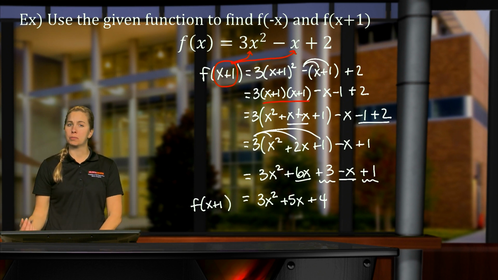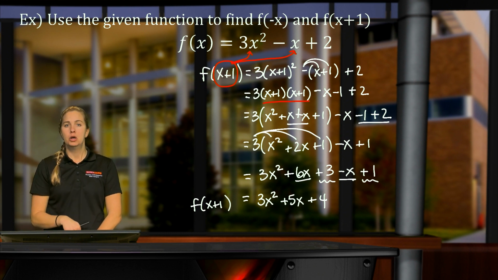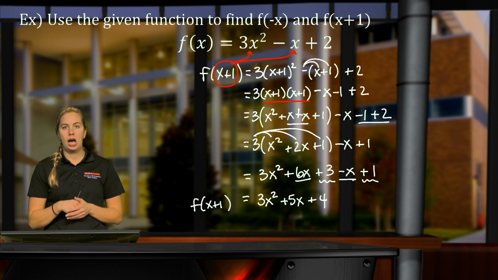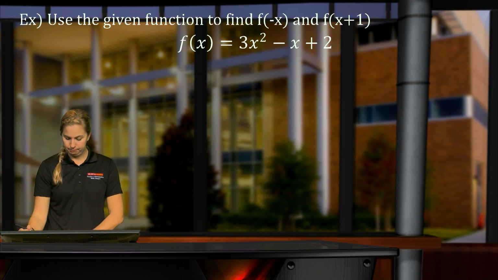A lot of really basic algebraic skills in this problem make it seem a little bit more challenging, but it's really not. You just have to take your time and make sure that you're keeping track of all your terms and your order of operations. So again, with function notation, when we see f with the parentheses, that's just telling us to take whatever's inside the parentheses and plug it in for our variable.